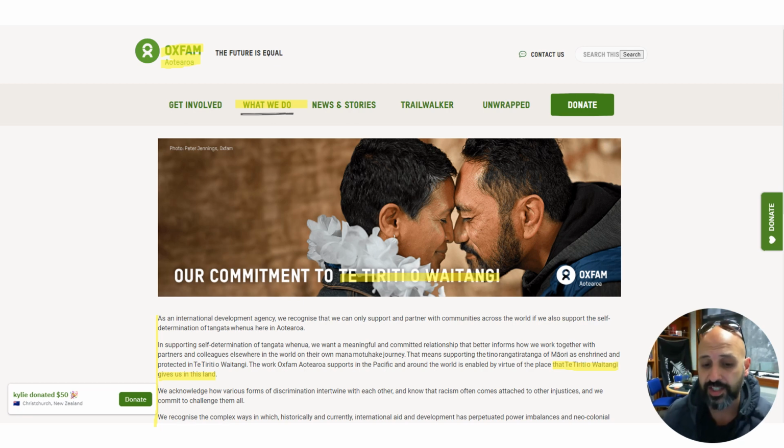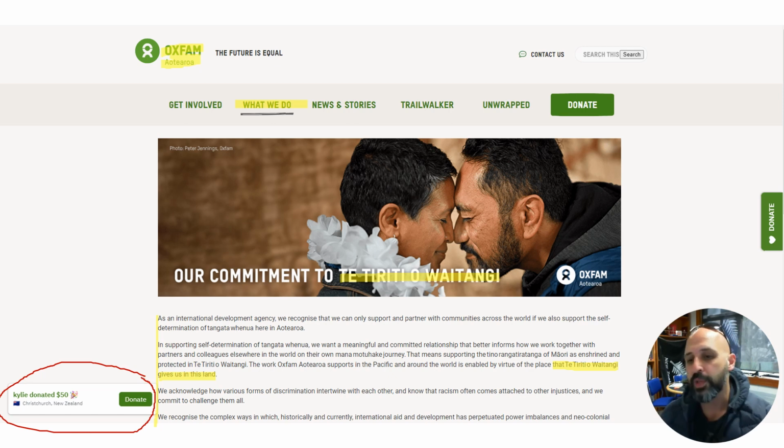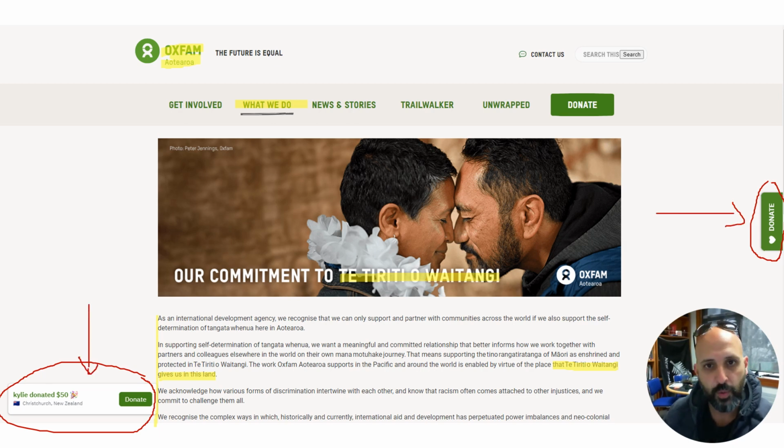I would then start to analyze different parts of their website as well. I noticed when I was trying to read this that it came up with a bunch of donation things. They are very focused on making money. So how does that impact what they're saying here? The commitment to Te Tiriti o Waitangi, please give us money. You know, commitment to Te Tiriti o Waitangi, please give us more money, sort of thing.